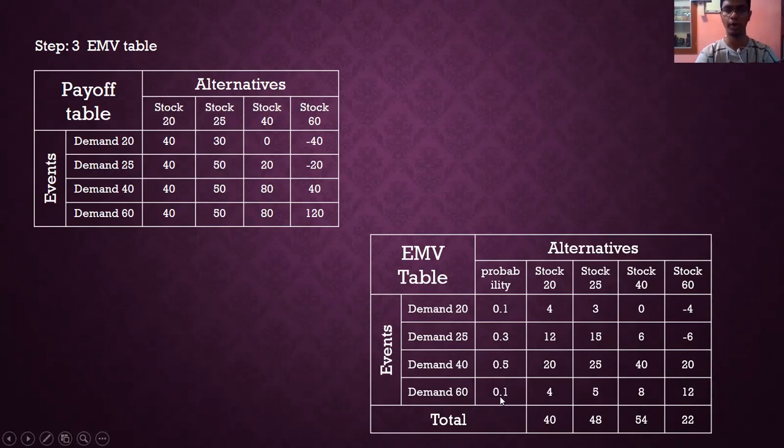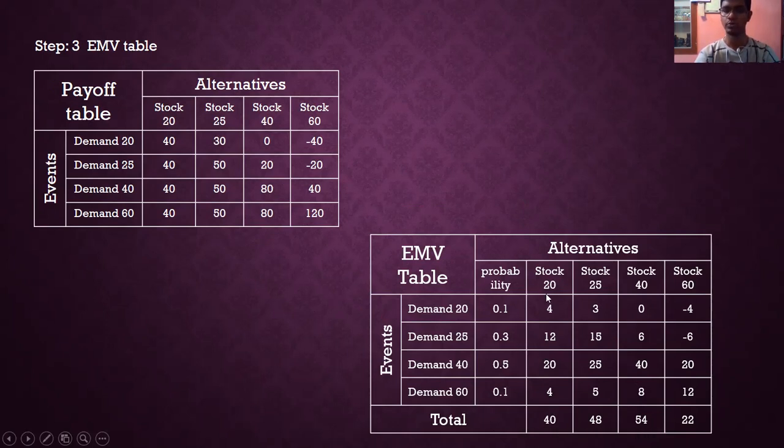So 0.1 into 40 will give us 4. Then 0.1 into 50 will give us 5. Then 0.1 into 80 will give us 8. Then 0.1 into 120 will give us 12. So by multiplying this probability with each row, column wise, we'll get the values for the EMV table. After multiplying with each probability, we have to get a total of each stock.